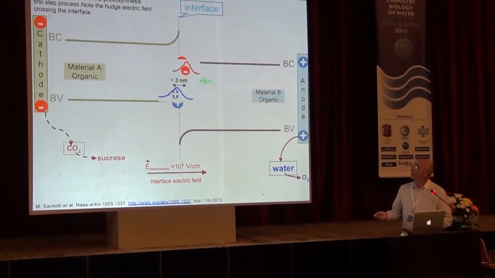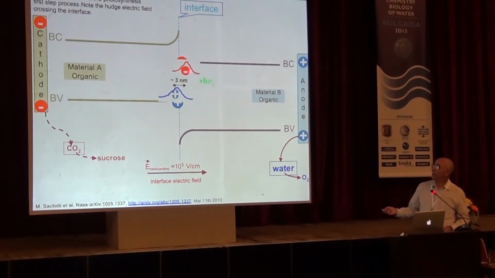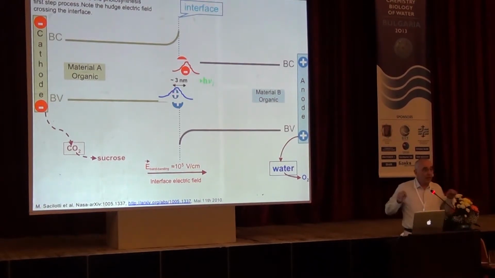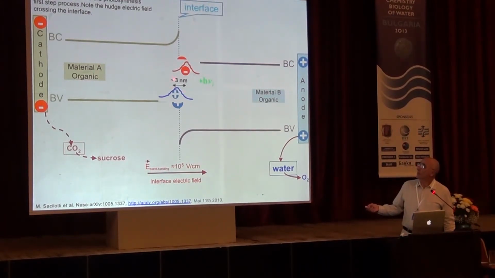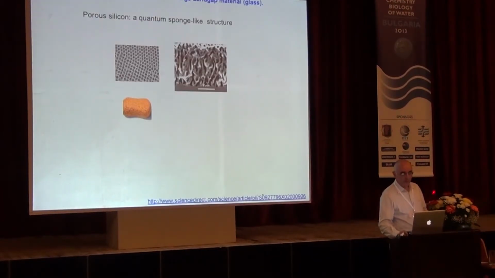In this case, I have the wave function for electrons and the holes. They enter the interface by tunneling, about 3 nanometers inside one of the other. This is why we have this interface emission very strong. I will compare this now. I gave an example of a flat interface.